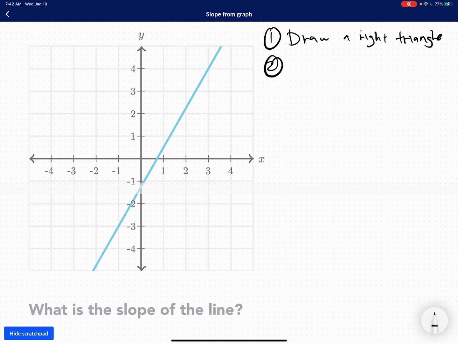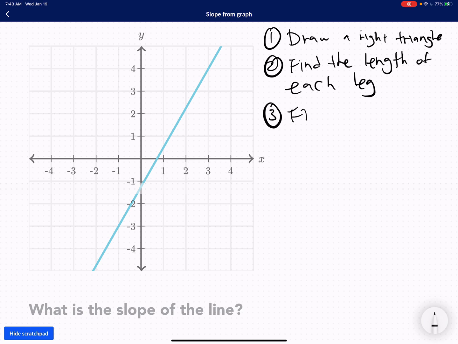And number two, find the length of each leg. Okay. And the reason why I actually went over the right triangle first is because I wanted you guys to connect this right triangle concept with the slope, and I'll show you why. And then in order to draw a right triangle and find the length of each leg, you have to first find 2 points on a line. Okay. So let's take a look.